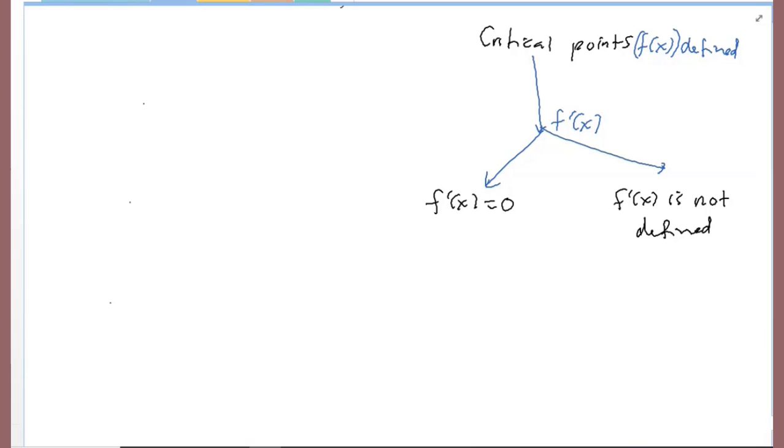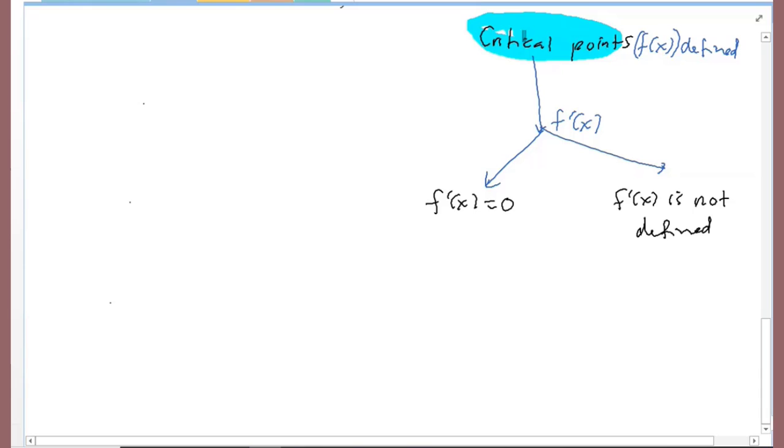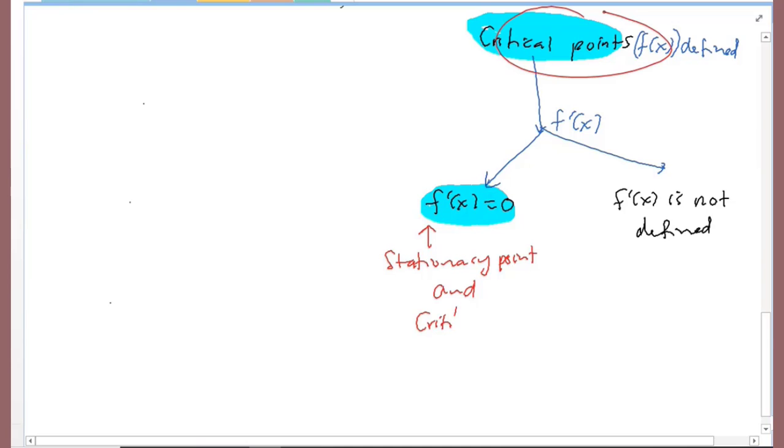Okay, so now for critical point, first thing, differentiate. When you differentiate, the result f prime of x is equal to 0 to show this is a stationary point, and also a critical point.